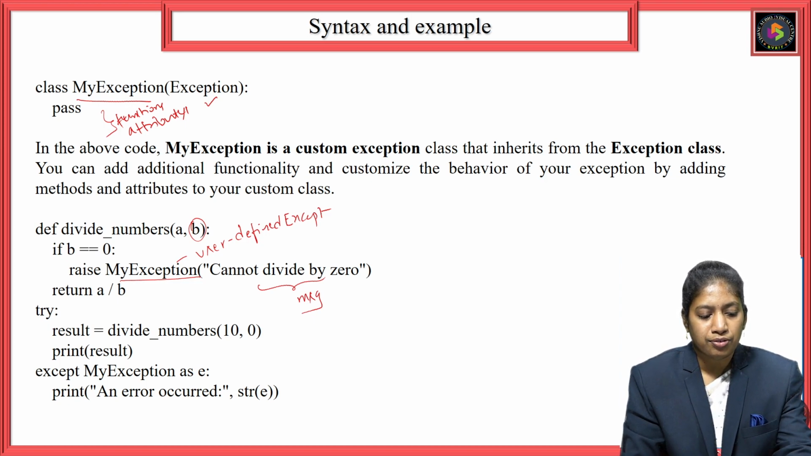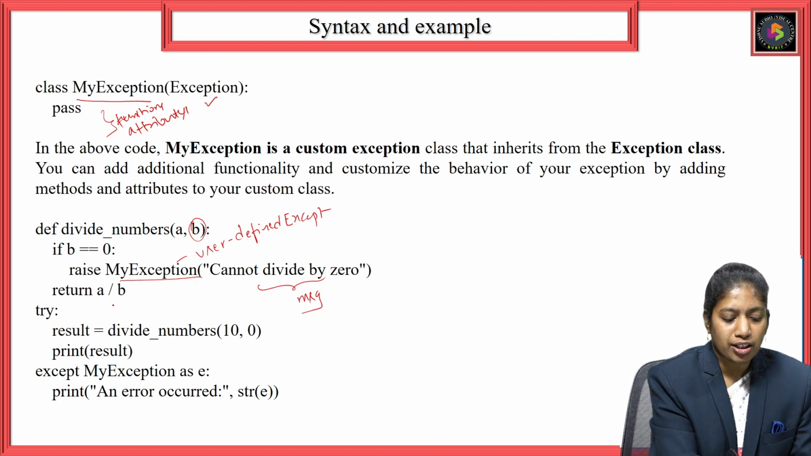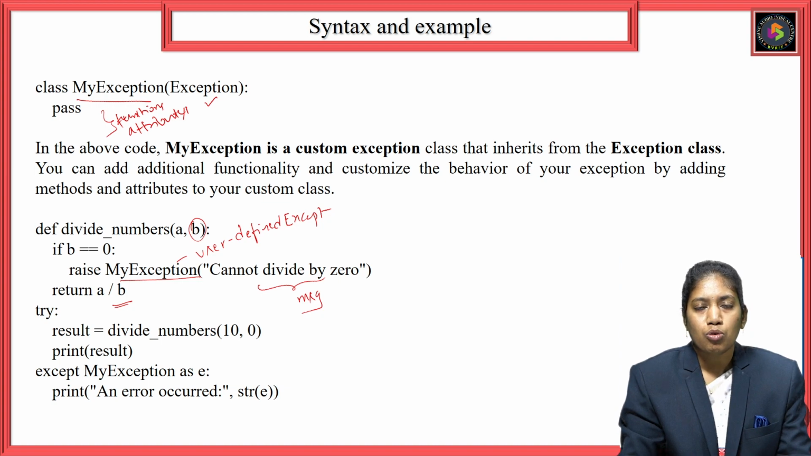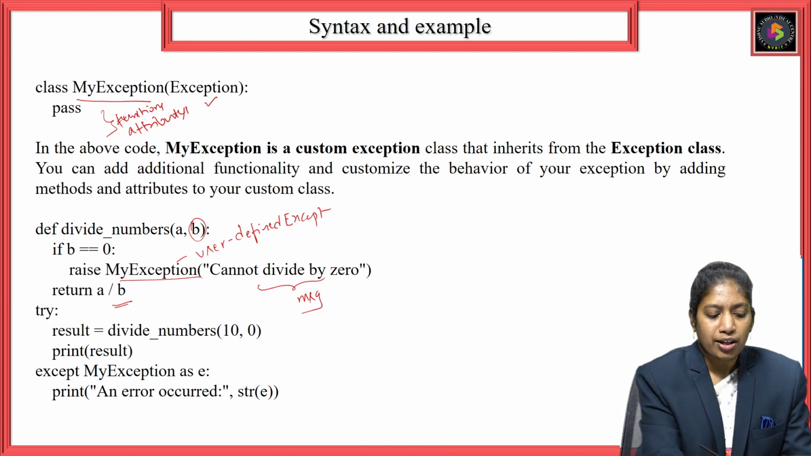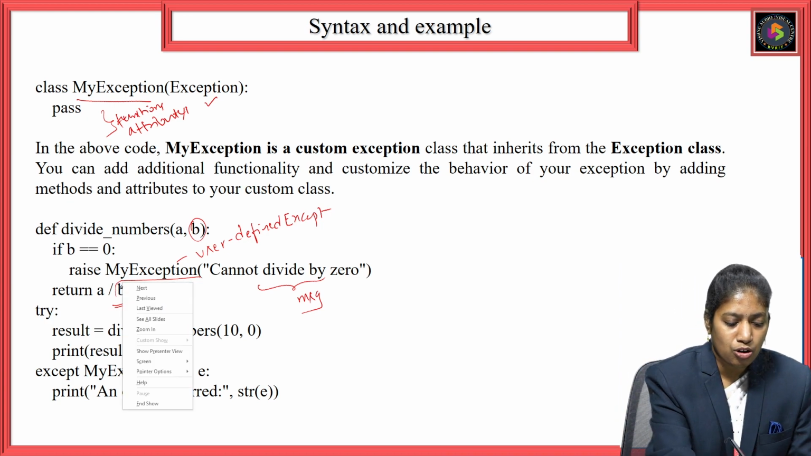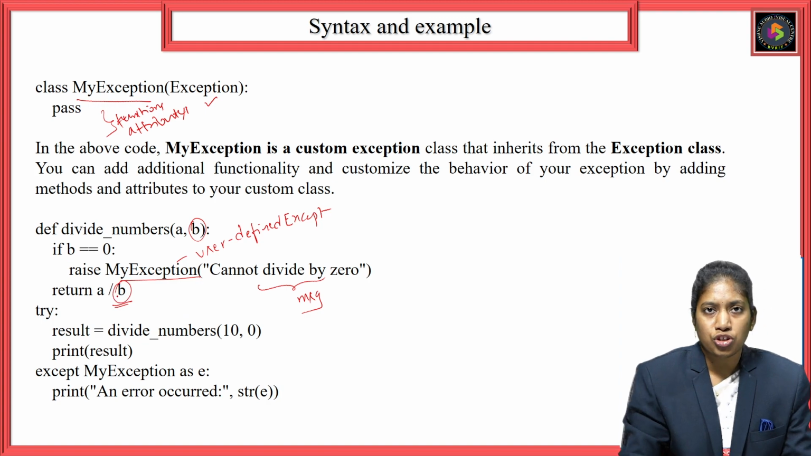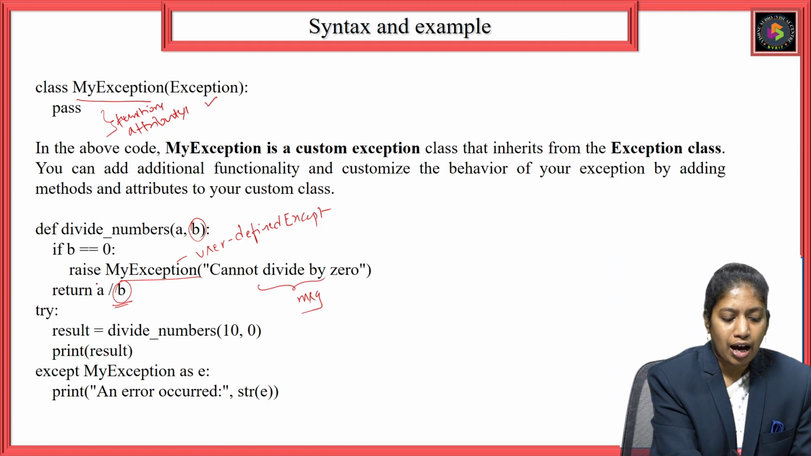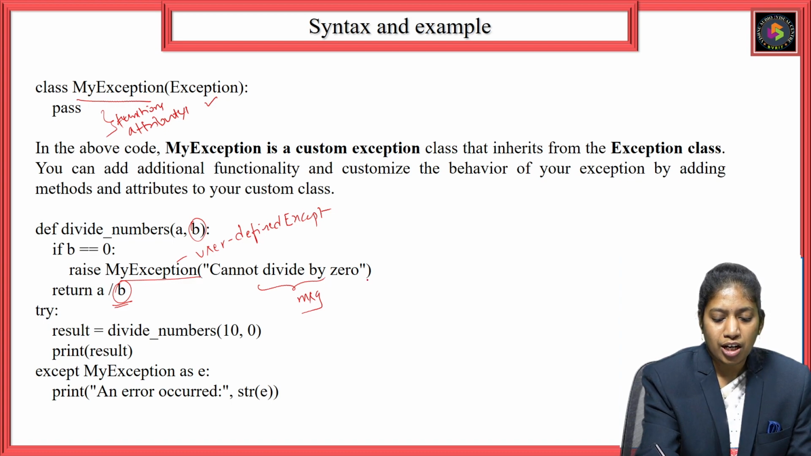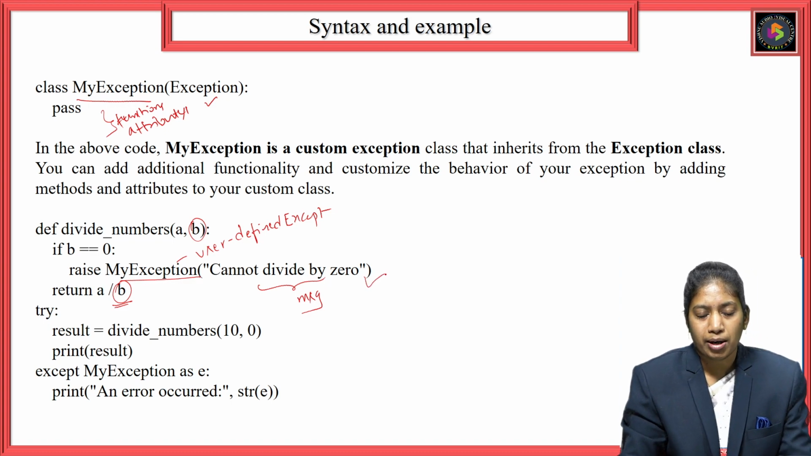And this def divide numbers is a function. That function has to return a by b. So whatever two numbers we are passing, it has to return the division of those numbers. In some cases, if b is 0, it will raise a zero division error. For that reason, I am already raising the exception, raise my exception, and the message I need to pass to the user is cannot divide by 0.